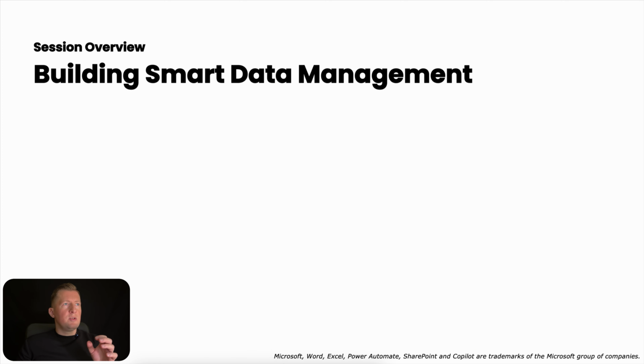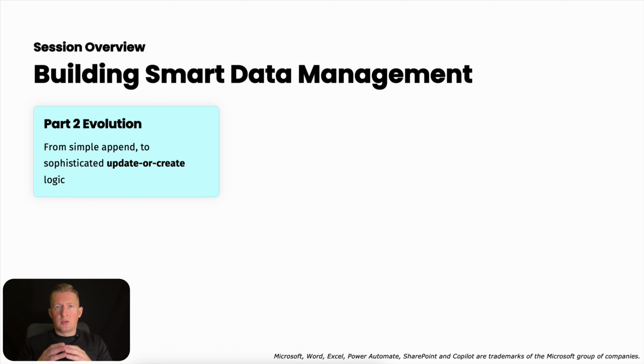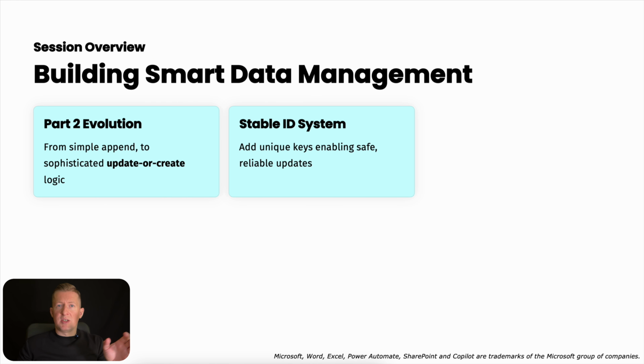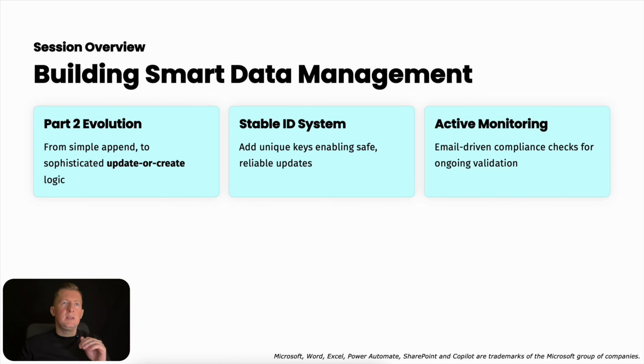The session overview. This is the part 2, as I mentioned, of the previous video. From the simple append commands, now we are moving to update or create. We are establishing a stable ID system. This means we need to add an ID column to the purchase agreement registration table in order to be able to update the lines if needed. And finally, we are setting up active monitoring as well.